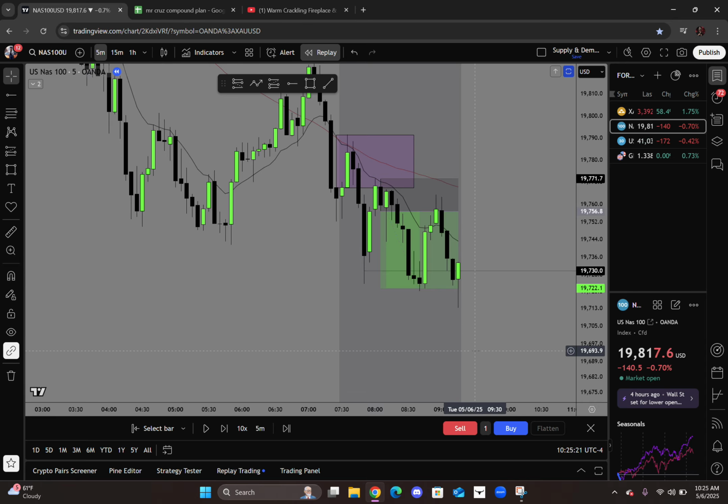Which 9:30 is the New York Stock Exchange open, and that's when Wall Street opens and the market is very volatile and price moves rapidly up or down. And it's beneficial if you're on the right side of price and price is going in your favor, you can make a lot of money. But if price is going against you, it's no bueno.